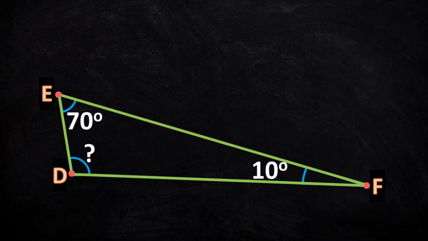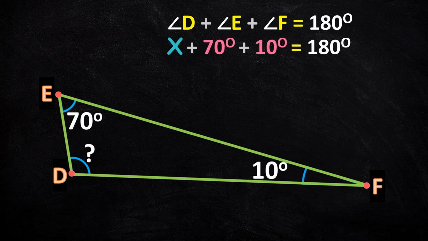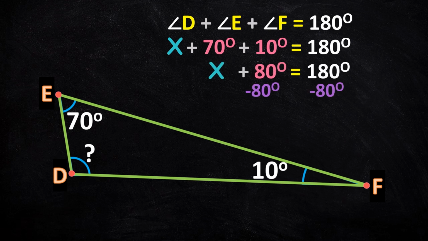Let's now do this example to hone our skill. The triangle DEF has two angles that measure 70 degrees and 10 degrees, and we are looking for the third angle. Let us put the values we know into the formula. It's x plus 70 plus 10 equals 180. 70 plus 10 is 80. We subtract 80 from both sides of the equation and we get x equals 100 degrees.